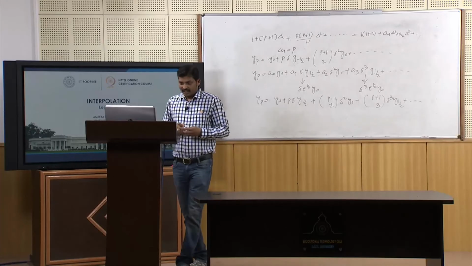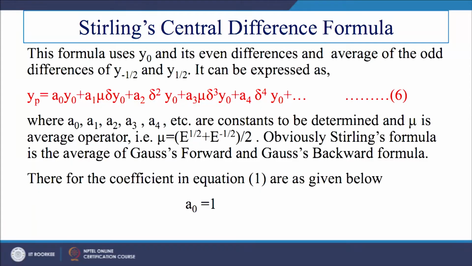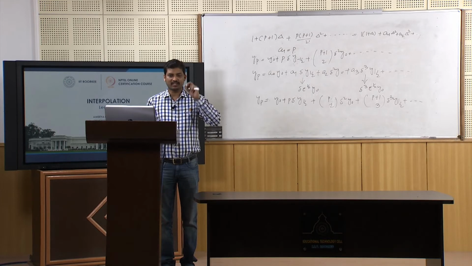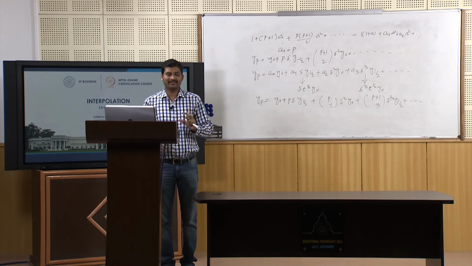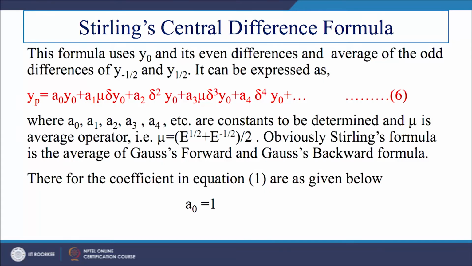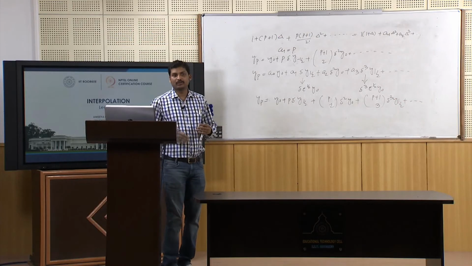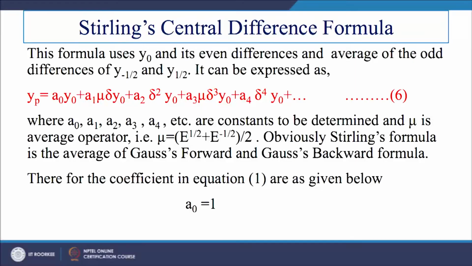So if we take the average of these two schemes, then we can obtain this Stirling central difference formula. This means that this formula uses y0 and its even differences plus the average of the odd differences of y of minus half and y of half. Hence, the formula can be expressed in the form yp equals a0 y0 plus a1 mu delta y0, since we are taking the average of these odd terms here.